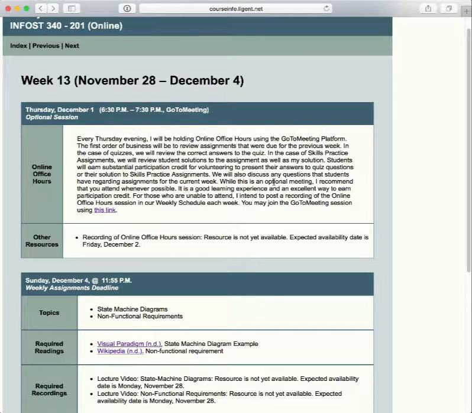So, state machine diagrams. Let's take a look at one. I have here a resource from one of the diagrammers that we use sometimes in my class, Visual Paradigm. And this is part of their documentation. And I've made it available as a resource to my systems analysis class. And we're just going to hope that this comes up.